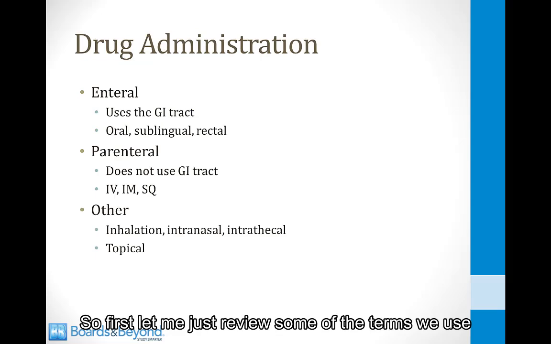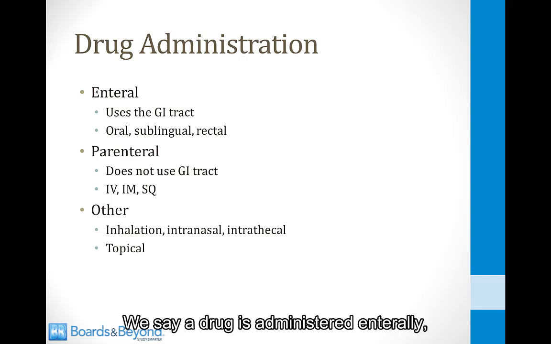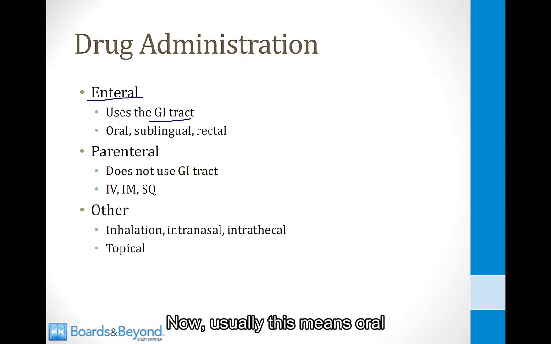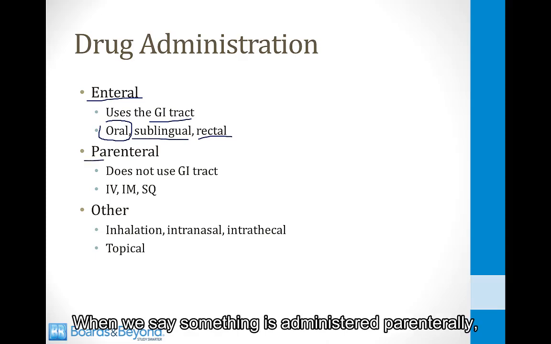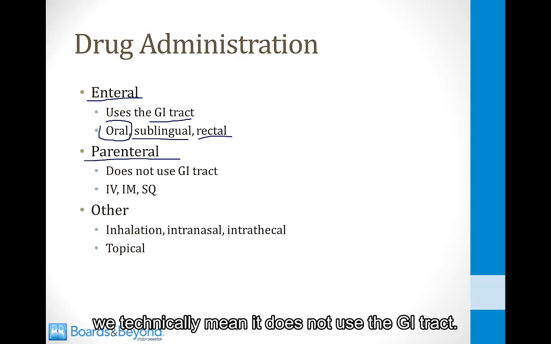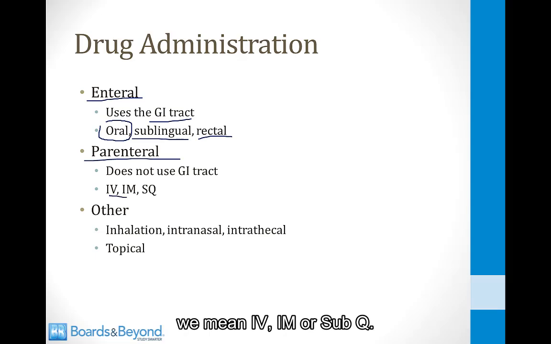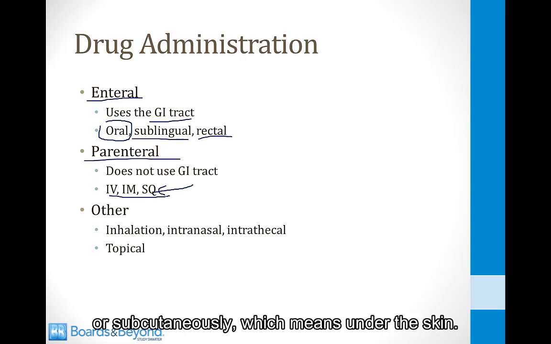First, let me just review some of the terms we use for the different routes of administration of drugs. When we say a drug is administered enterally, we mean it's administered using the GI tract. Usually this means oral, but sometimes it can be sublingual, which is under the tongue, and rarely it can mean rectal administration. When we say something is administered parenterally, we technically mean it does not use the GI tract. And usually when we say parenteral administration, we mean IV, IM, or sub-Q. So this would be intravenously, intramuscularly, like an injection in the thigh, or subcutaneously, which means under the skin.